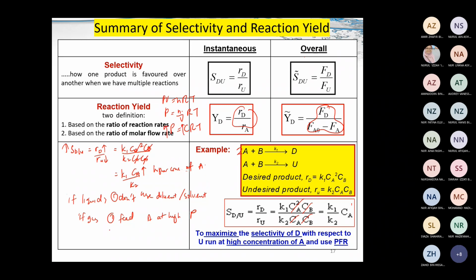And then this one, do not use inert. Okay, so kalau you campurkan stream yang masukkan A plus with the inert, so dia akan jadi diluted lah. So bila dia diluted, concentration A akan rendah. So dia tak akan mencapai high selectivity. So the best way is run at high concentration of A and use PFR. Kalau CSTR kita boleh masukkan diluent. So that's why CSTR not preferable lah. Dalam case ni adalah PFR.